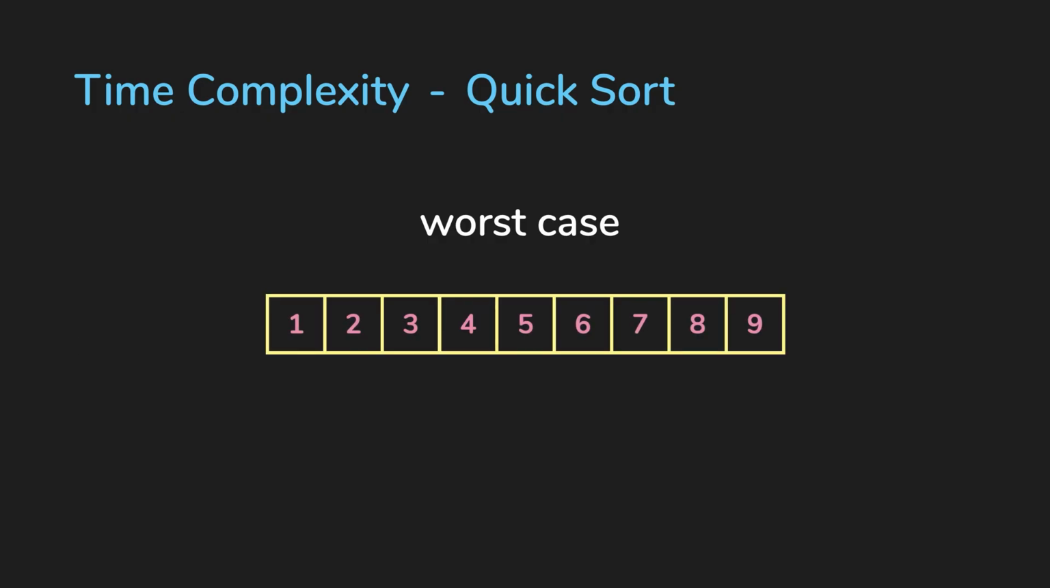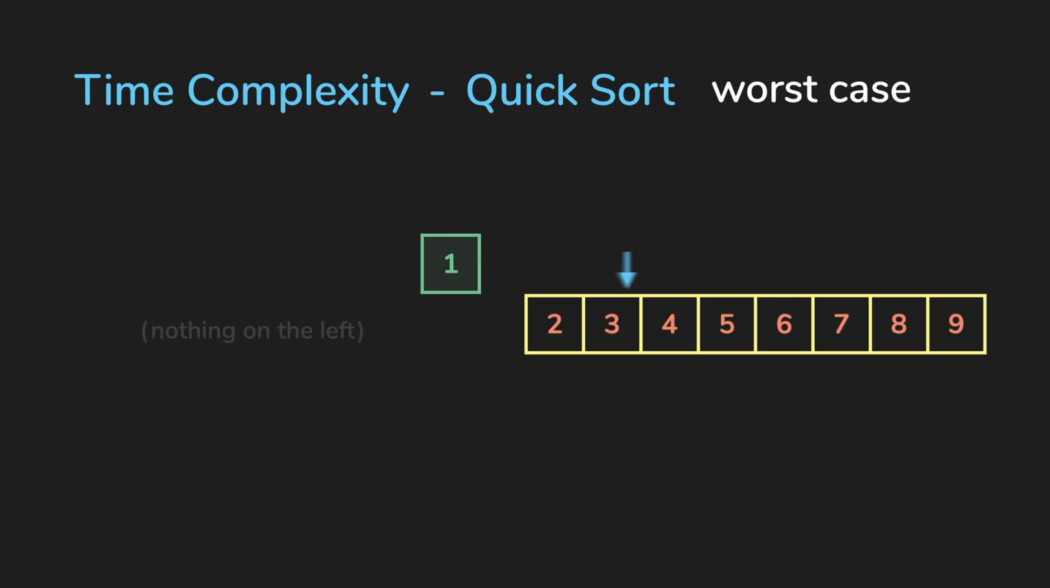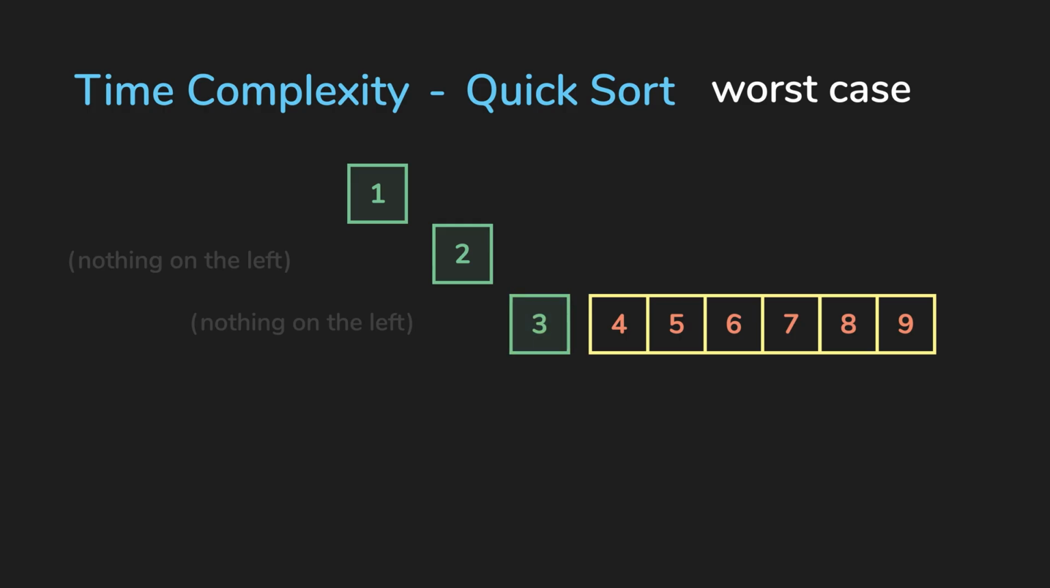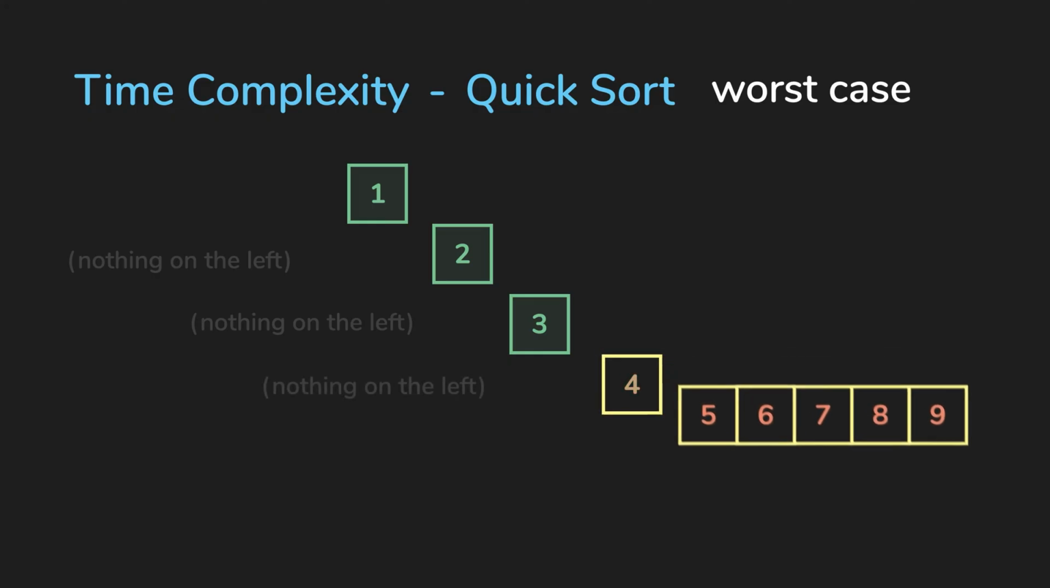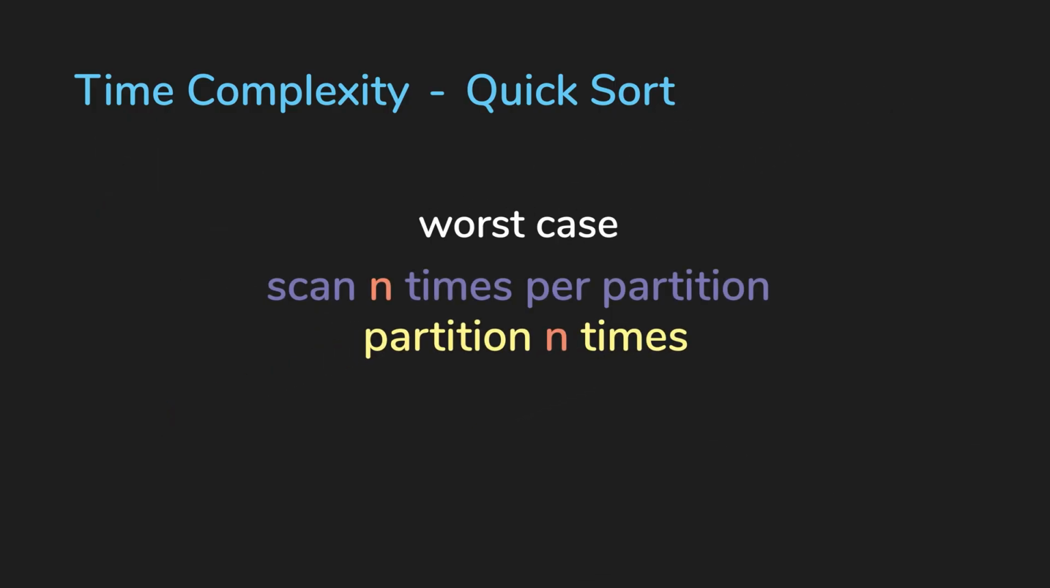If our array looked like this, just an array in ascending order, and you run our algorithm, what will happen is that every time you partition, you'll get all the elements on the right side of your pivot and nothing on the left side. So you'll do the O of n scan for every partition. But this time, instead of doing only log of n partitions, you'll be doing n partitions, since you're no longer cutting the problem space in half. You're just reducing the problem space by 1 every time. So that means this algorithm, in the worst case, will be an O of n squared algorithm.